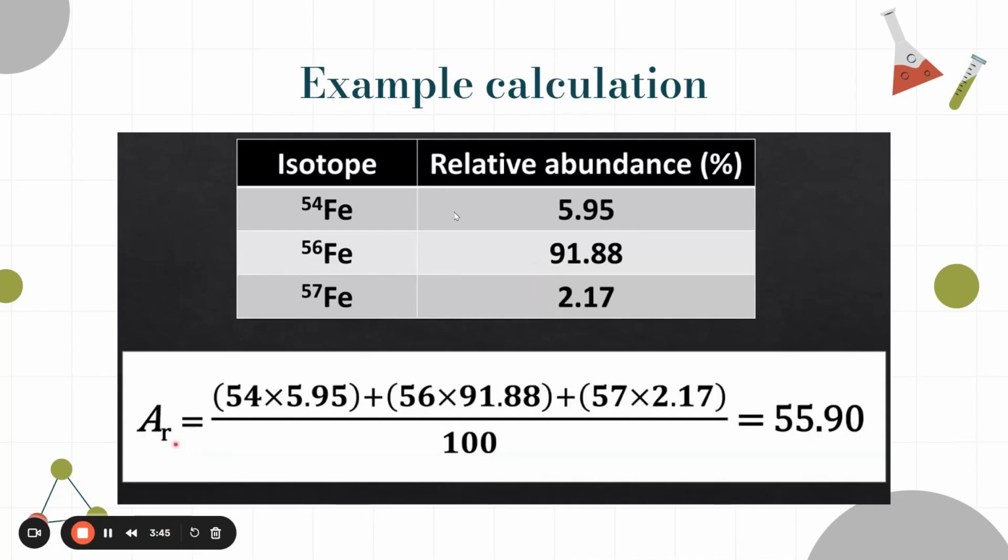So iron 54, according to this table, is 5.95% of all of the iron in the world. Iron 56 is 91.88%, and iron 57 is the remaining 2.17%. So using the formula, this will be 54, the mass of the first isotope, times 5.95 plus 56 times 91.88 plus 57 times 2.17, divided by 100, which gives you 55.9 as the average atomic mass.